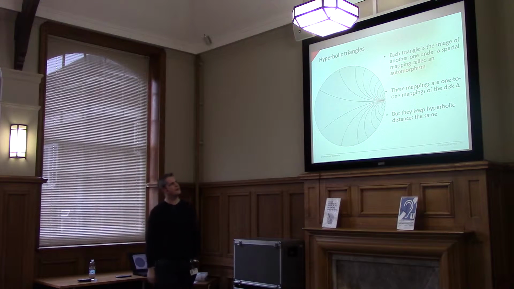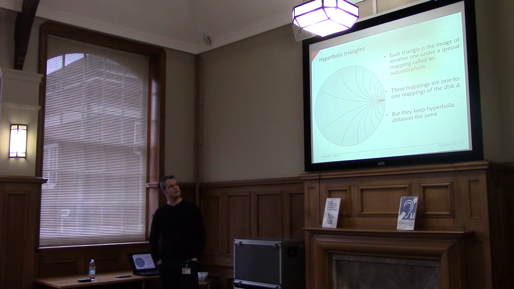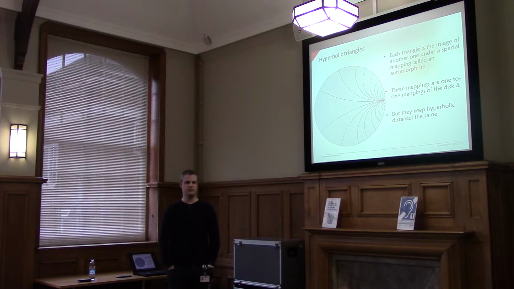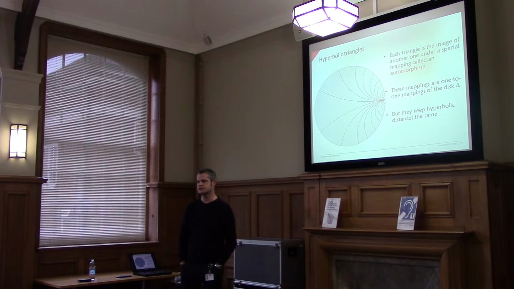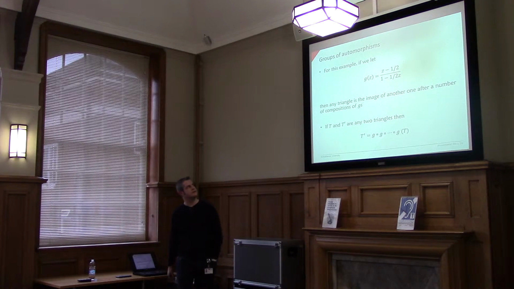Okay, so these mappings are one-to-one, we call them automorphisms. They keep hyperbolic distances the same. So if one of these automorphisms moves Z1, Z2 to W1, W2, then the distance between W1 and W2 is the same as the distance from Z1 to Z2. Okay, it's invariant. That actually makes it an isomorphism, but I'm saying too much about the different words.